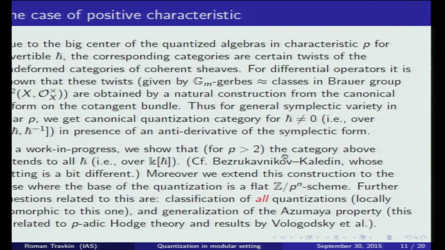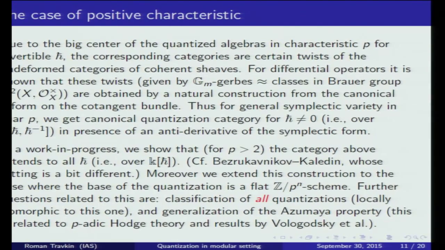For the case of positive characteristic, due to the big center of the quantized algebras in characteristic p for invertible h bar, the corresponding categories are certain twists of the undeformed categories of coherent sheaves. For differential operators, it's known that these twists, which are given by G_m-gerbes, are classes in the Brauer group, H2 of X with coefficients in O_X star.